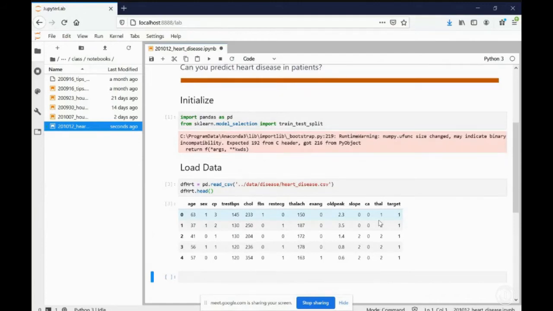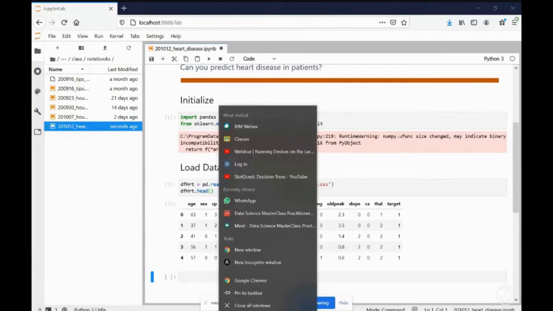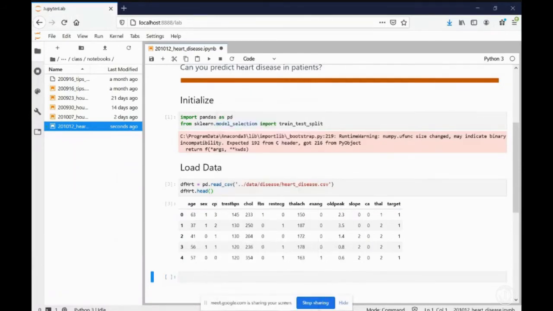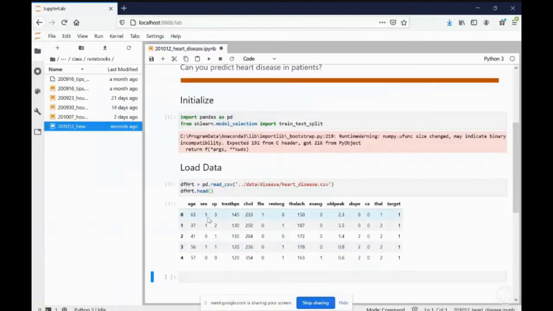Let's go through one row. So we've got a 63-year-old patient. One second, let me see if somebody else joined. Okay, all right, so we have a 63-year-old patient. One is male, so it's a male 63-year-old patient. Different types of chest pain. This is the resting blood pressure. I think it's in millimeters of Hg.